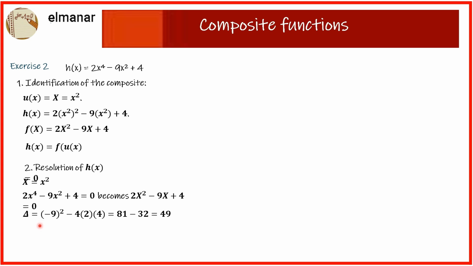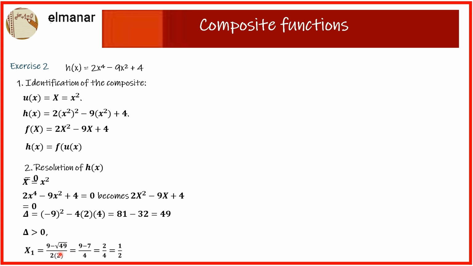Delta is equal to 9² − 4 × 2 × 4, that is 81 − 32 = 49. Since delta is greater than 0, there are two solutions, X1 and X2.